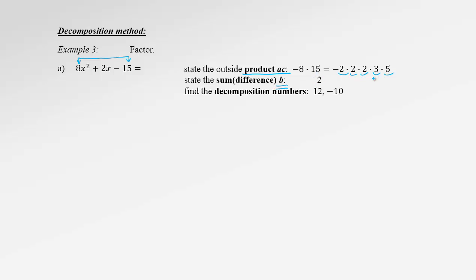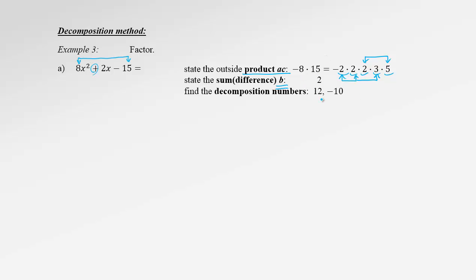Okay, so we can group those factors as follows. 2 and 5 together in one group, and then the other 2's and 3 in the other group. So we have 10 here and 12 over there. Now the larger number takes the middle sign. So the larger number is 12, should be positive. The smaller number is 10, so it will be negative.